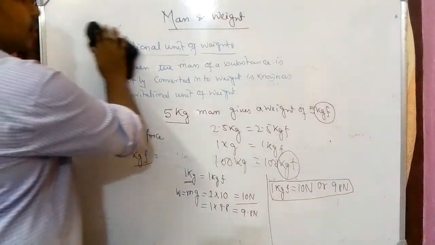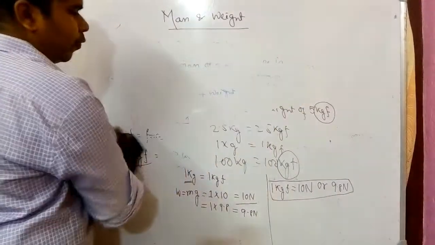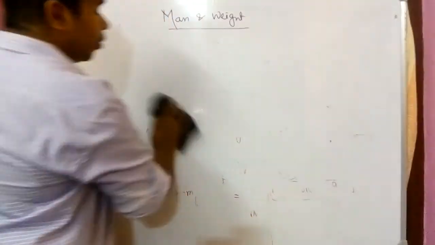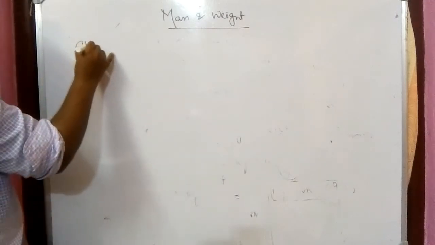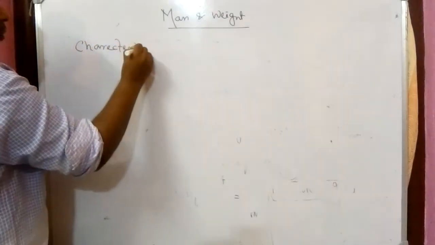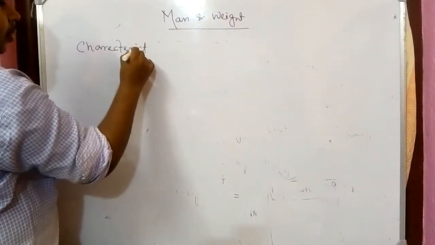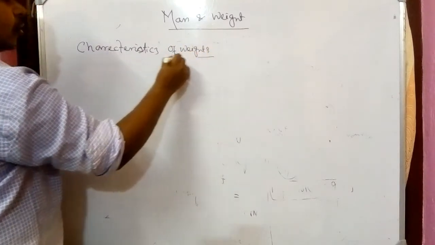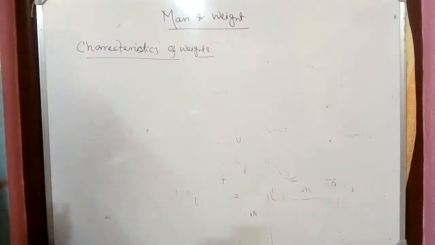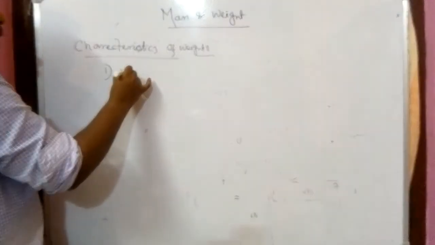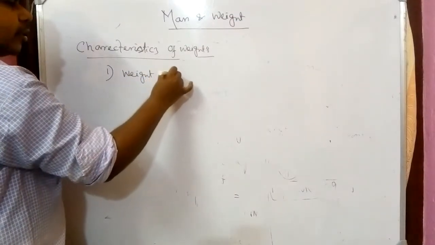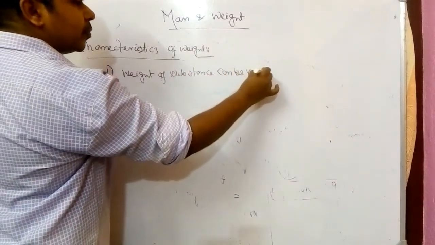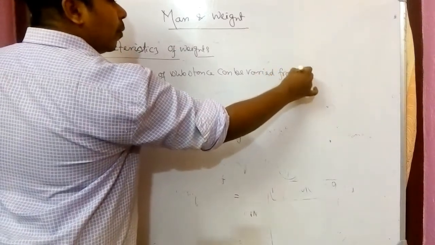Now we have to discuss some of the characteristics of weight, because the characteristics of mass we have discussed earlier. What are the characteristics of weight? Number one, the weight of a substance can vary from place to place.